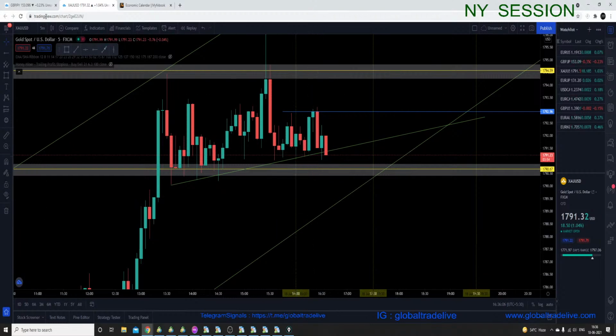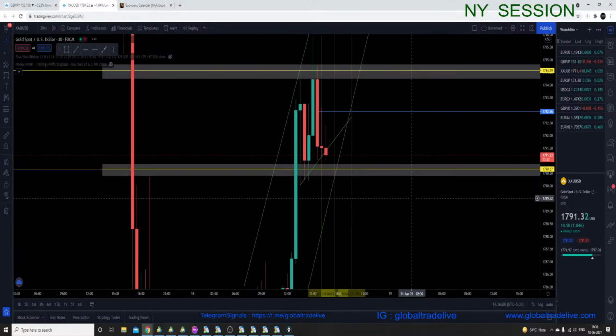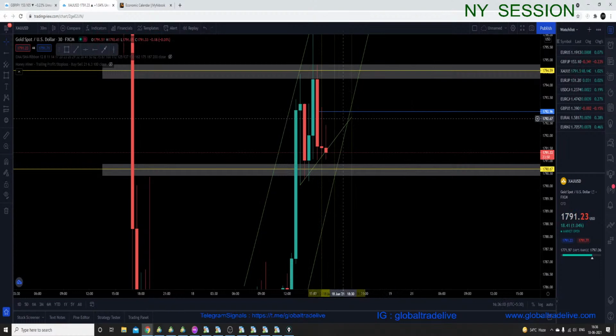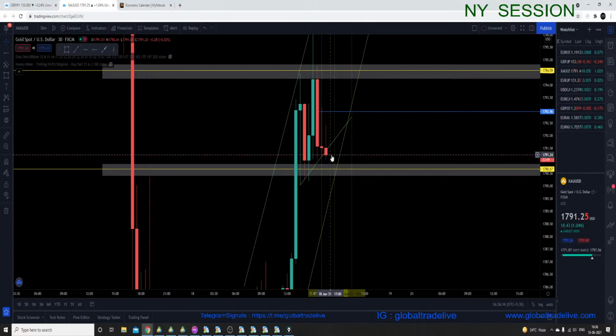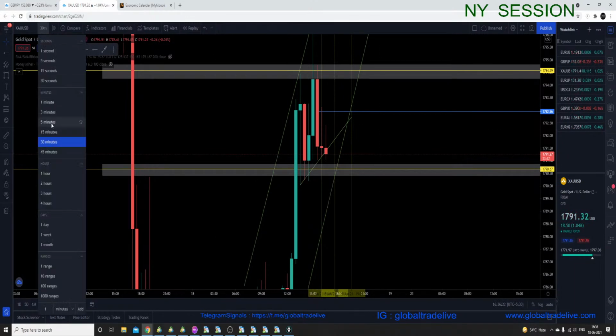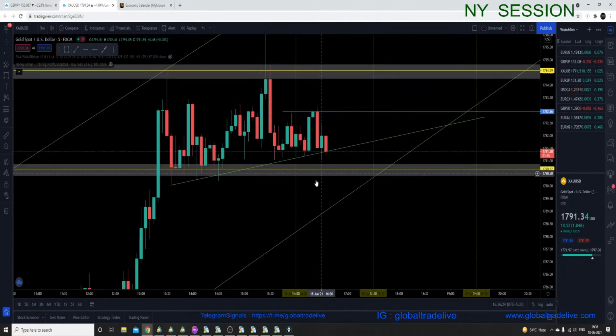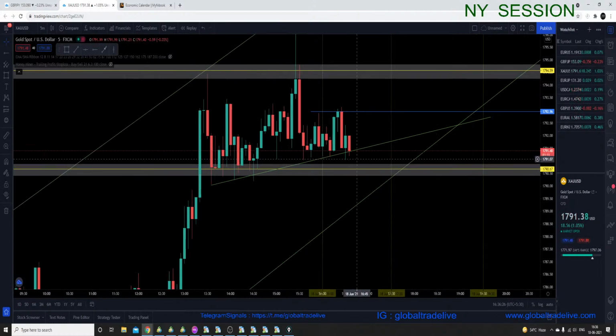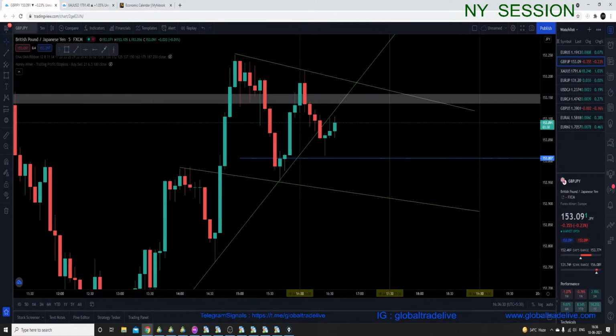Let's see 15 minutes or 30 minutes over here. Yeah, 30-minute. This was a rejection wick, this candle trying to go down, and if this candle closes below, then the next candle can take this candle to at least 10 pips down. So guys, maybe we can take a trade in gold if a candle closes below this trend line. Still have 3 minutes left, so let's just wait.